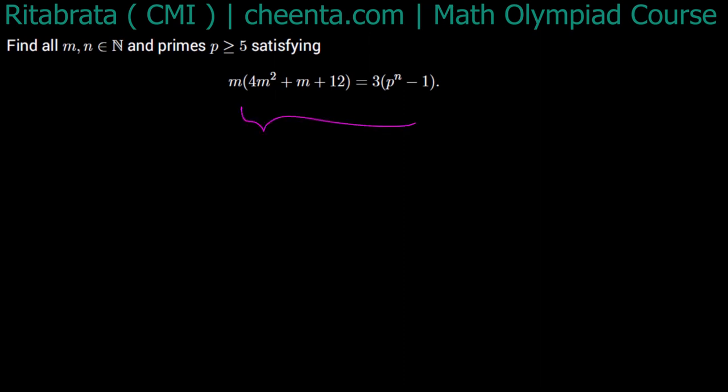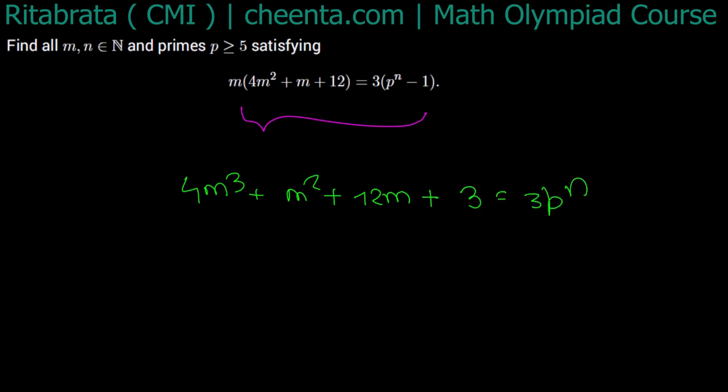Now let's try to factor it in a different way such that it becomes more comfortable for us to deal with. Because p power n minus 1 is not that useful, I try to make the RHS something into p power n, because for that we can use prime divisibility better. So just expand these things out. We have 4m cube plus m square plus 12m plus 3 equal to 3 times p to the power n.